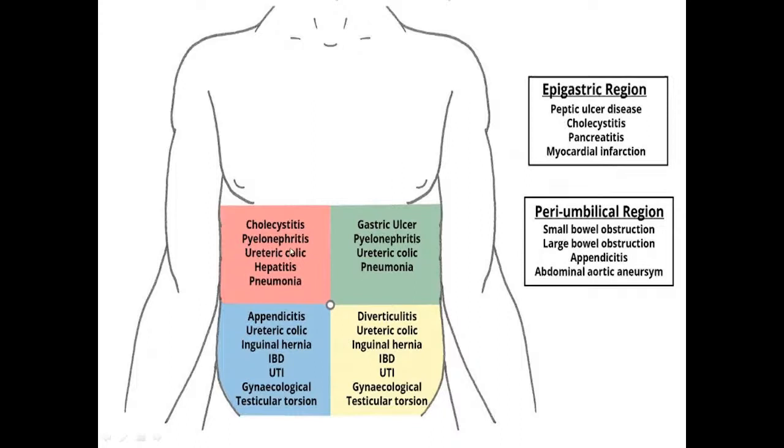Now the right upper region of the abdomen: cholecystitis, pyelonephritis, ureteric colic, hepatitis, and symptoms of pneumonia. In the left upper region of the abdomen, you can see symptoms of gastric ulcer, pyelonephritis, ureteric colic, and pneumonia.